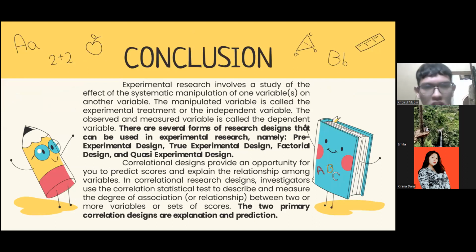Okay, we can conclude that in quantitative research, there are two kinds: experimental research and correlation research. There are several forms of research designs that can be used in experimental research, namely true experimental design, factorial design, and quasi-experimental designs. And also in correlational design, the two primary correlational designs are explanatory and prediction.